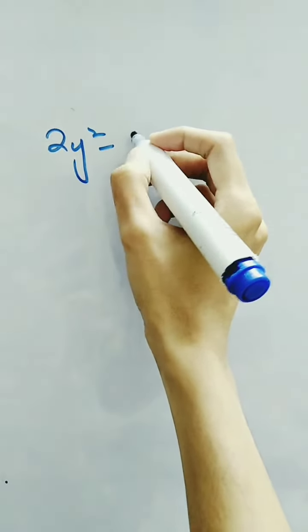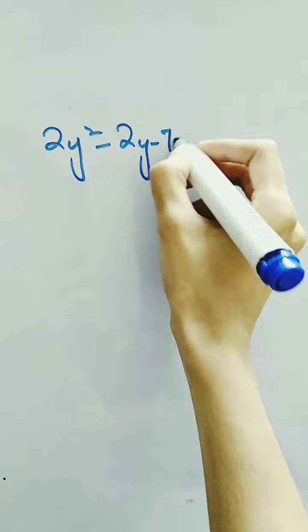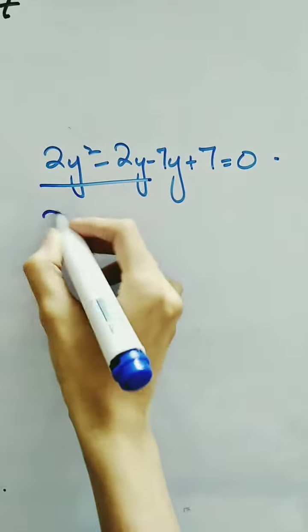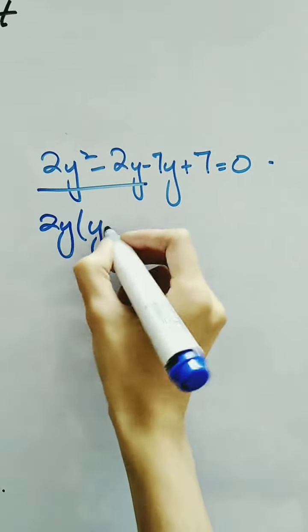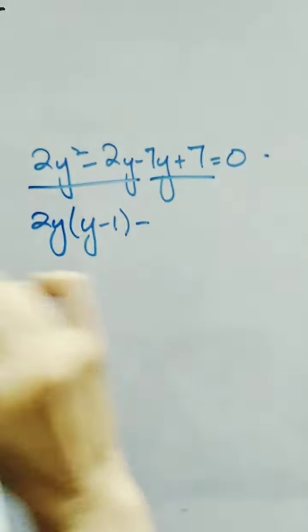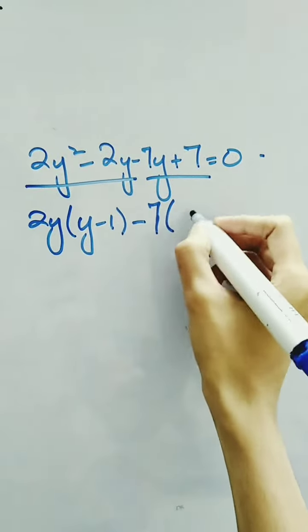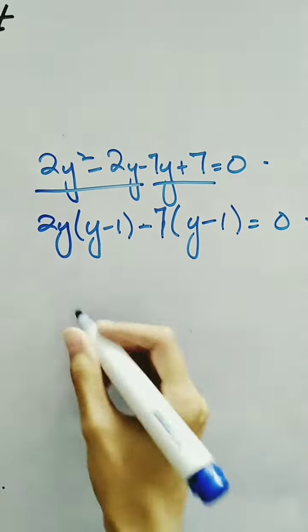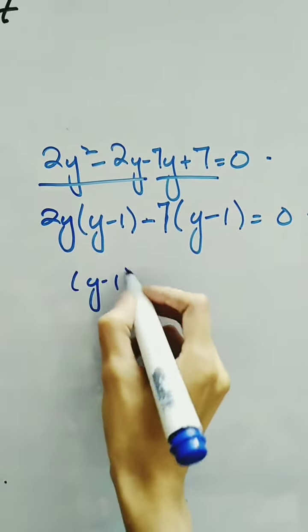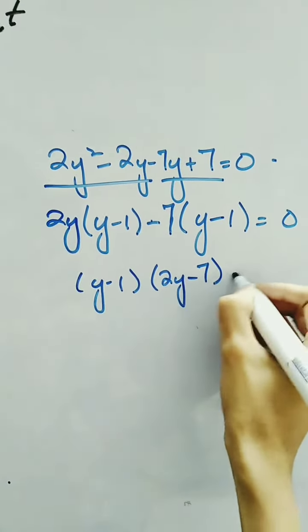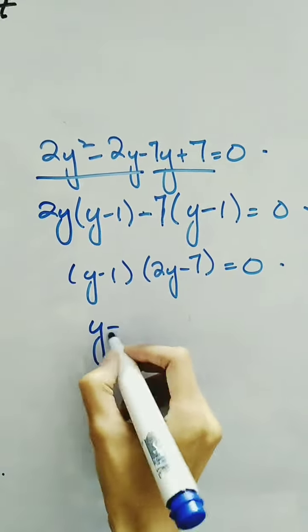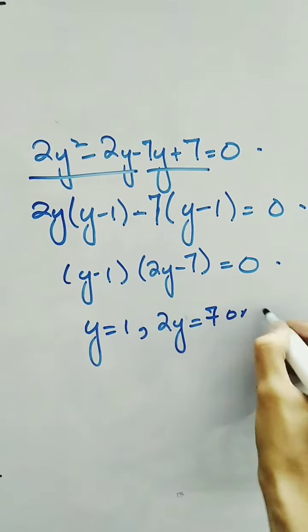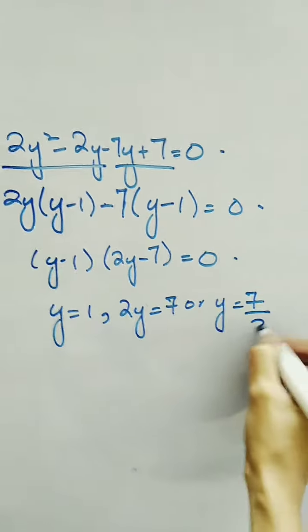We will break minus 9y into minus 2y minus 7y plus 7 is equals to 0. Now we will take 2y common from here. We will have y minus 1, and 7 from here. As minus 7 is common here, it also becomes y minus 1. Now we have y minus 1 and 2y minus 7 is equals to 0, or y is equals to 1 and 2y is equals to 7, or y is equals to 7 over 2.